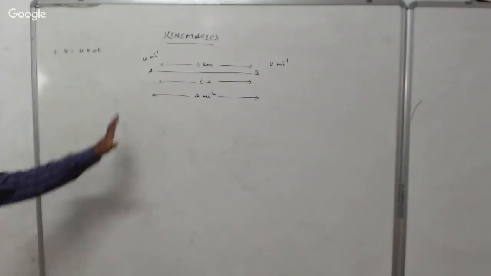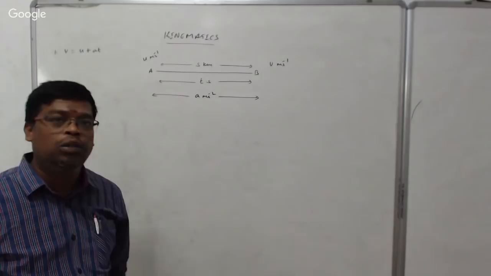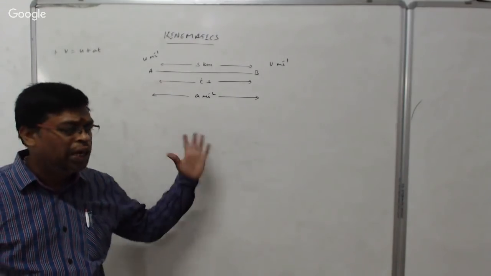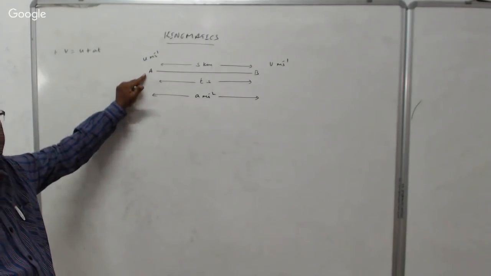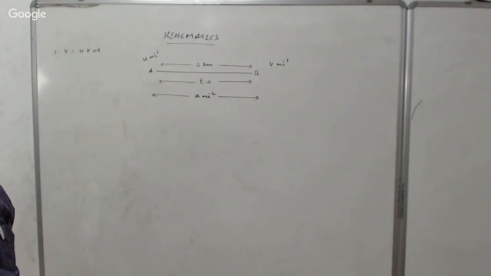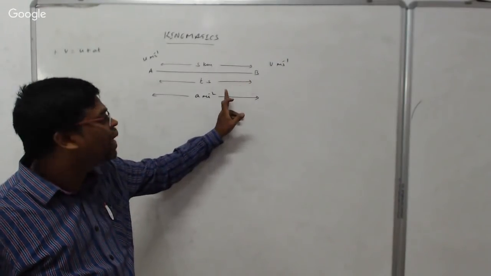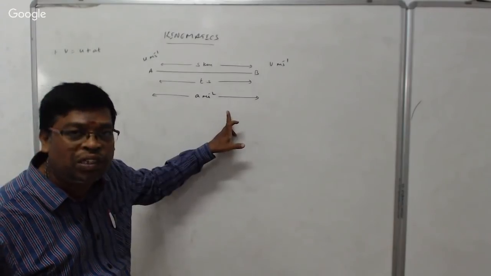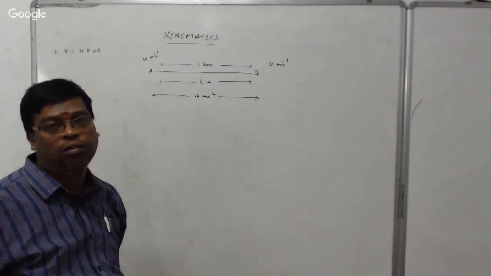Okay, I've listed all the parameters with what the body possesses at the time of its motion. Let us see the diagram once again. Body starts its motion at A with an initial velocity u meter per second, travels a distance of s meters in a time t seconds with a uniform acceleration a meter per second square, and ends its journey with the final velocity v meter per second.